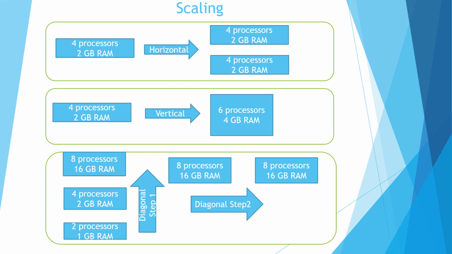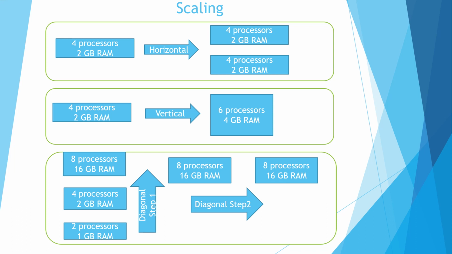In this section, we will learn about the different scaling types. First one is horizontal scaling. Horizontal scaling, which is also known as scale out, involves adding more resources such as servers and nodes to a system to handle an increase in workload or demand. This allows the system to handle more requests and maintain performance as the load increases.